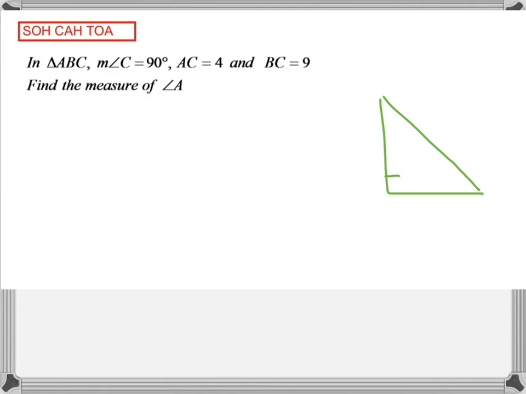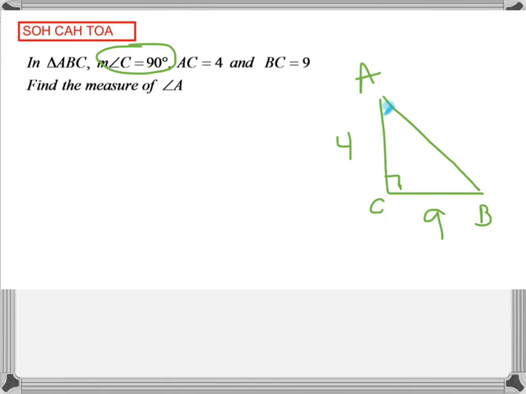So I'll put a little square in here to indicate that's a right triangle, and say A, B, and C. C has to be the right angle here because it's specified in the problem. So AC is 4, BC is 9, and we are looking for the measurement of A right here.